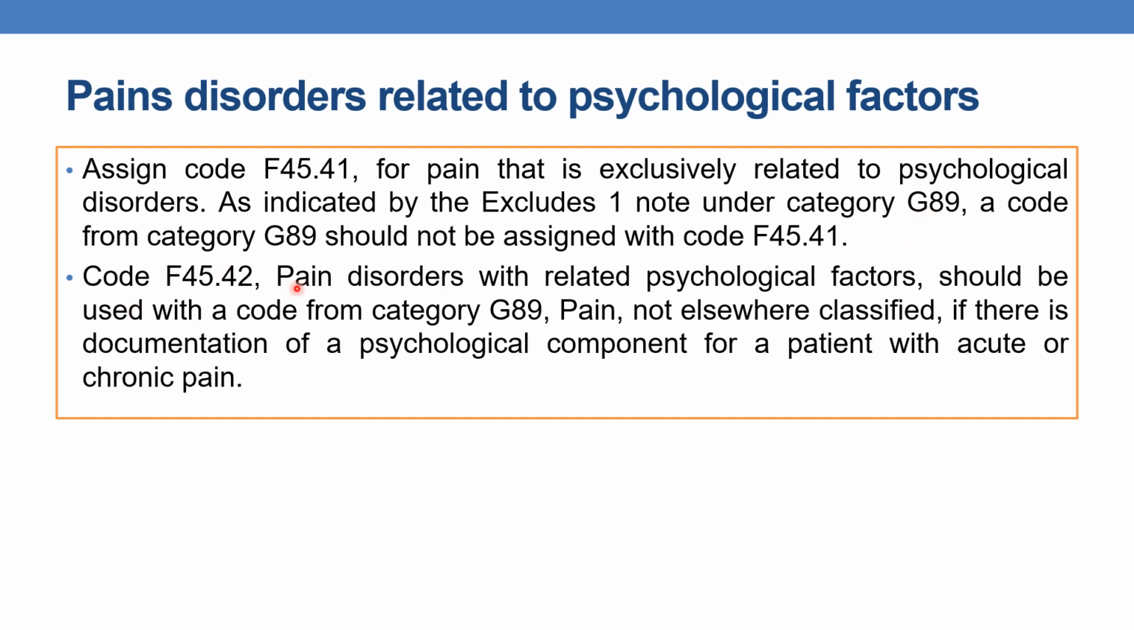Now coming to F45.42, pain disorder with related psychological factors, which should be used with a code from the category G89. Under this F45.42 you can see codes from category acute pain or chronic pain. If there is documentation of a physiological component of a patient with acute or chronic pain, then along with F45.42 you can use acute and chronic pain codes. But you should not use acute and chronic pain codes with F45.41. That is the only difference.